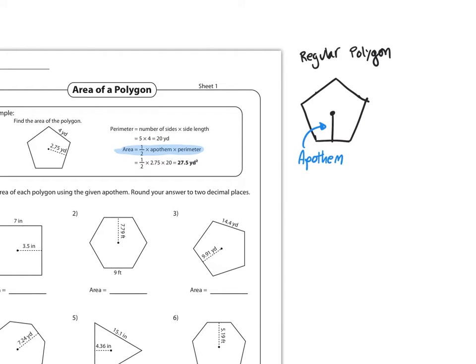One thing to be mindful of is that the apothem goes from the center to the middle of the side. It does not go from the center to a vertex of the polygon. That's a different length, and it has a different name. This we would actually call the radius of the polygon. Now our area formula doesn't use the radius, it uses the apothem. So just pay careful attention to that.